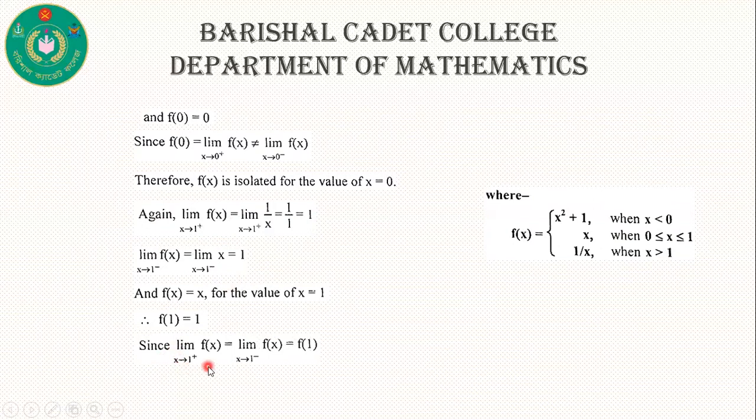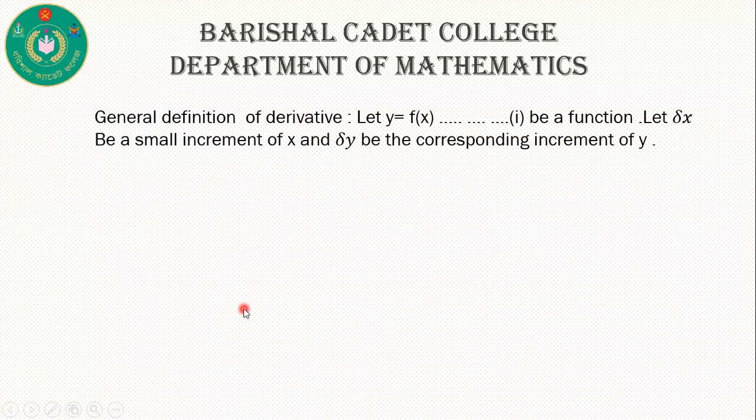Since the right hand limit is equal to the left hand limit is equal to f of 1, this function is continuous at x equal to 1. And this function is not continuous at x equal to 0, because the right hand limit, left hand limit and the value of the function are not the same. In the same way, we solve this type of problem. Now another question.